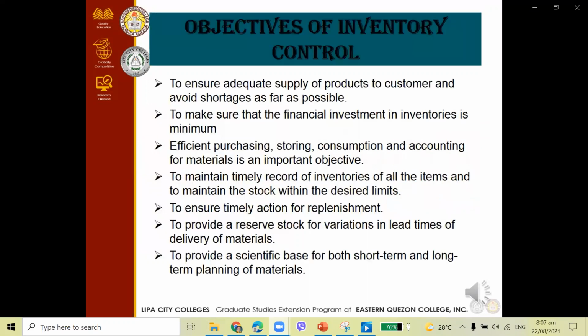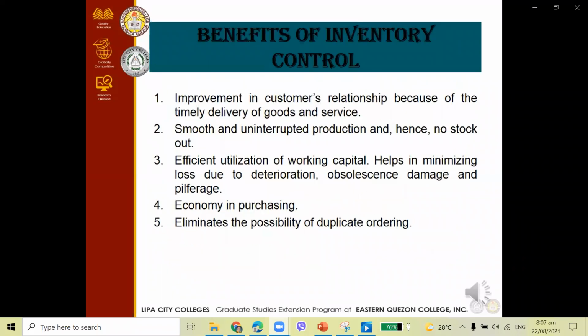Here are the objectives of inventory control: to ensure adequate supply of products to customers and avoid shortages as far as possible; to make sure that the financial investment in inventories is minimum; efficient purchasing, storing, consumption, and accounting for materials is an important objective; to maintain timely records of inventories of all the items and to maintain the stock within the desired limits; to ensure timely action for replenishment; to provide a reserve stock for variations in lead times of delivery of materials; and to provide a scientific base for both short-term and long-term planning of materials.